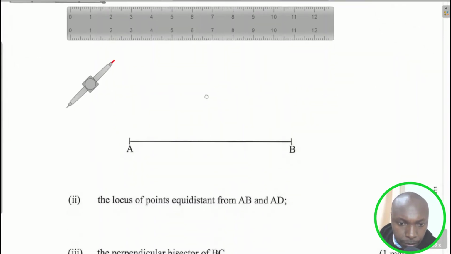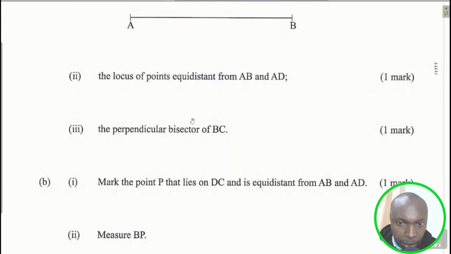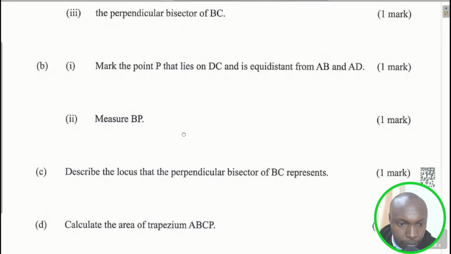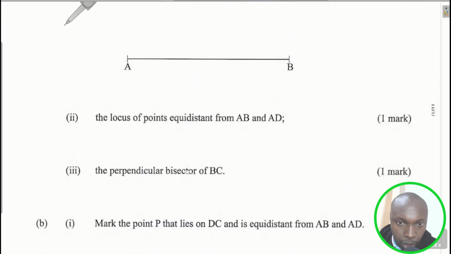The second part of the question, so given the line is there, the locus of points equidistant from AB and AD. 3. The perpendicular bisector of BC. B part 1, mark the point P that lies on DC and is equidistant from AB and AD. B2, measure BP. Then part C of the question, describe the locus that the perpendicular bisector of BC represents. And D, calculate the area of trapezium ABCP. So that is the whole question on loci.